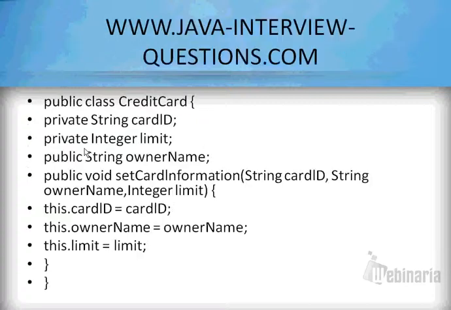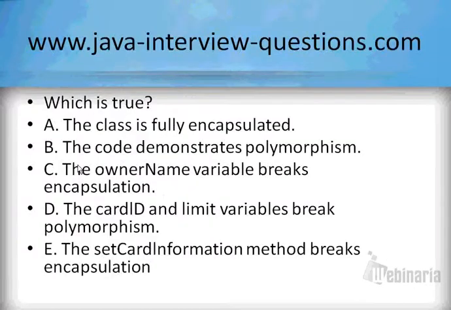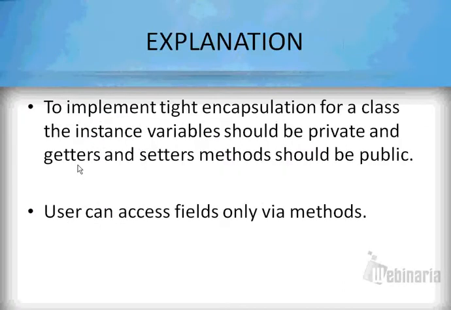As I have said, the instance variables should be private and the methods should be public. If you see here, setCardInformation is public, that's correct, but the instance variable owner name should be private, and it is public. So this breaks the encapsulation. So the answer is C: the owner name variable breaks encapsulation.